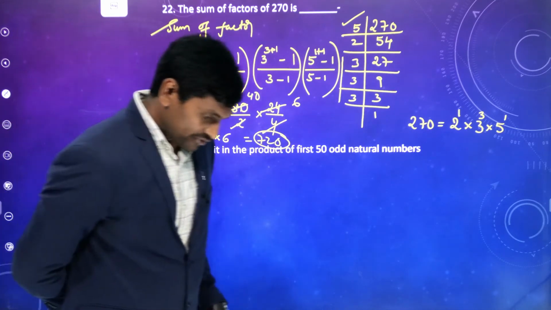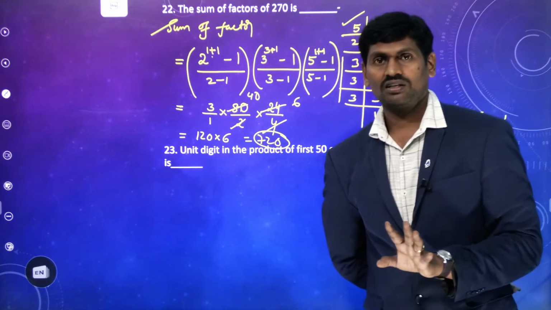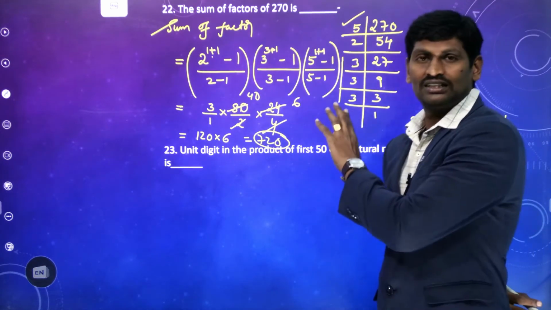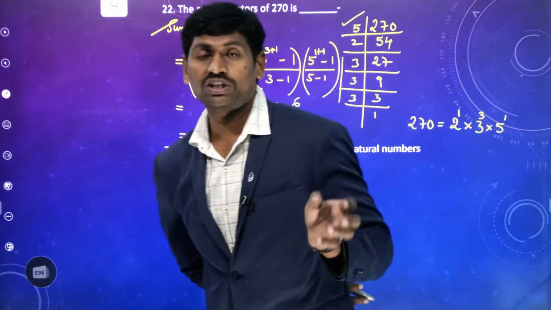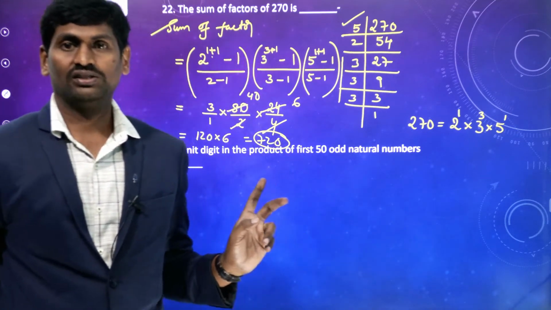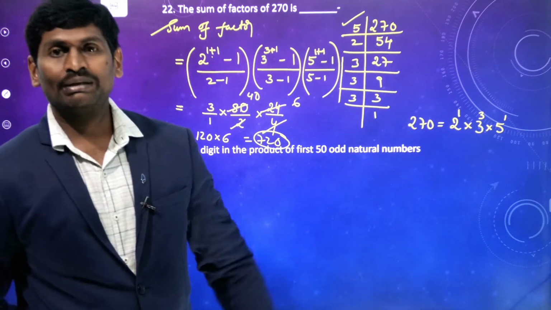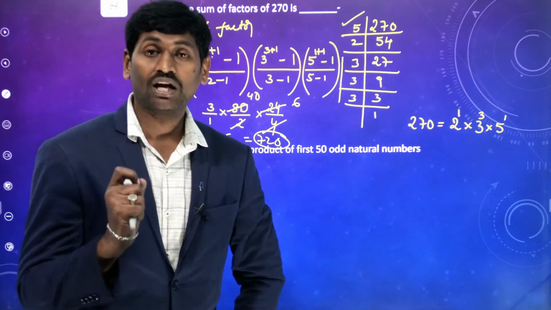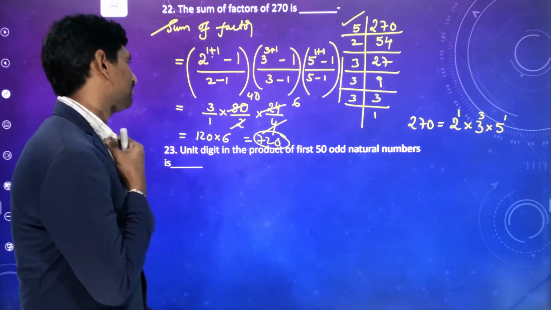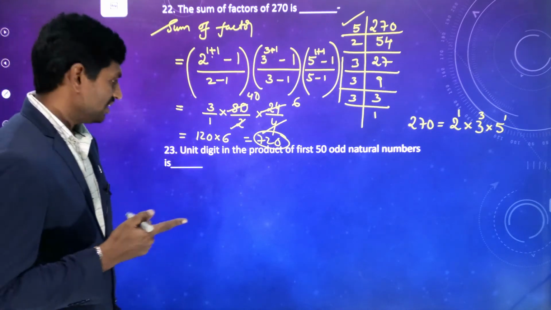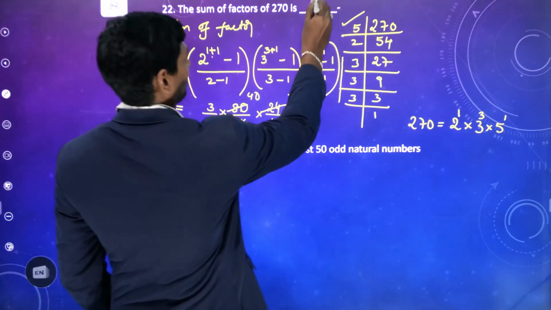So in this process, if you take any composite number, more than 500 or 600, whatever, it can be written or expressed in the form of a product of primes. So that's why I explained that every composite number can be expressed as a product of primes. Okay? Next, 23rd. So this answer is 720.